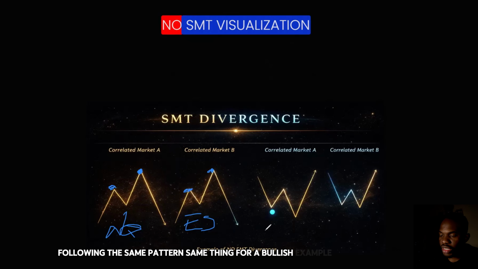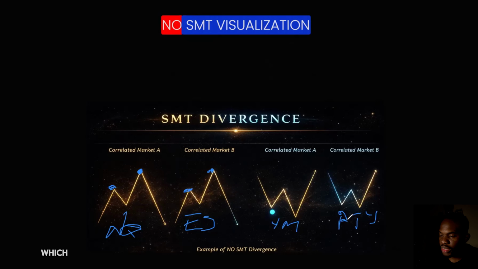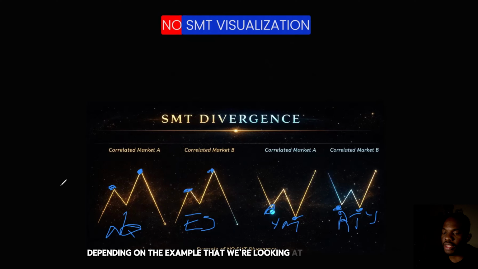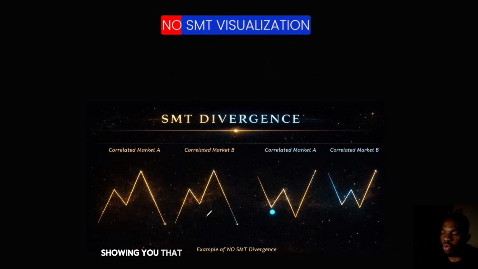Same thing for a bullish example. Let's say this is YM, and let's say this is RTY, which is a correlating pair for that. If YM creates a low right here, and then that low gets taken out, RTY does similar, right? This low gets taken out, then you have correlation. You do not have SMT. So this is not a strong indication of a buy scenario or sell scenario, depending on the example that we're looking at. This is simply showing you that we're moving in tandem, but there's no signature in price.